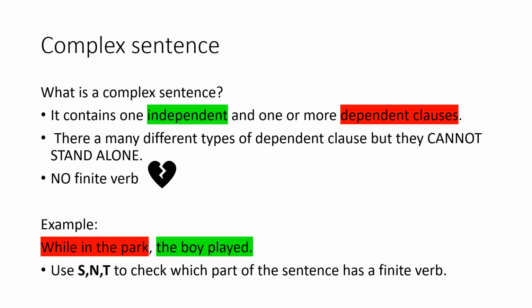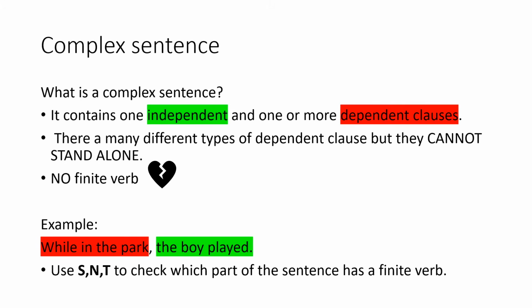Next up is the complex sentence. What is a complex sentence? A complex sentence contains one independent or main clause and one or more dependent or subordinate clauses. There are many different types of dependent or subordinate clauses, but they cannot stand alone. Why cannot a dependent or subordinate clause stand alone? Because it does not have a finite verb. Let's look at our example.